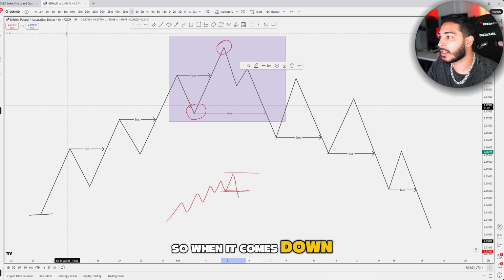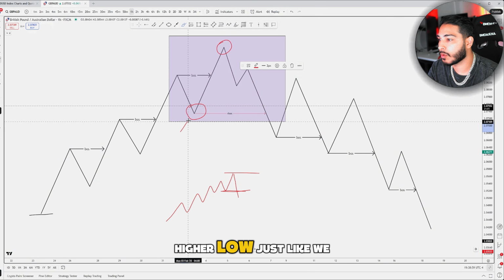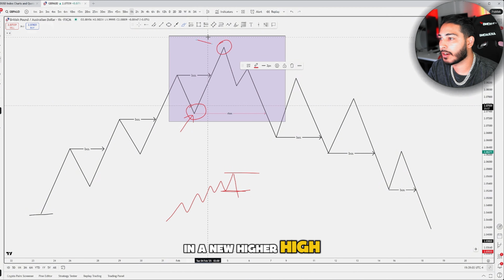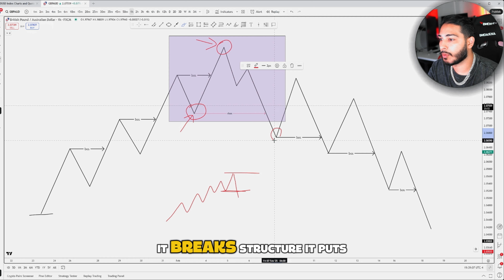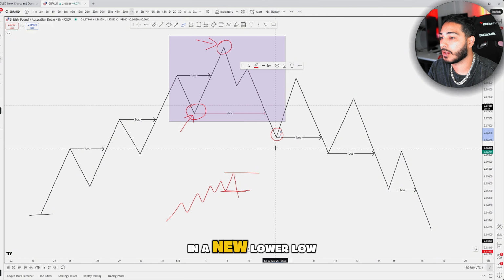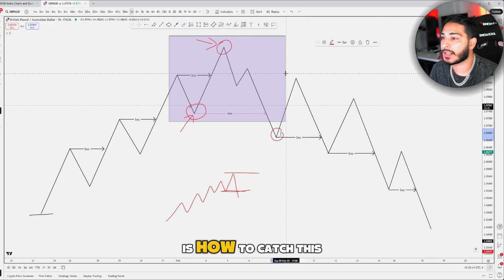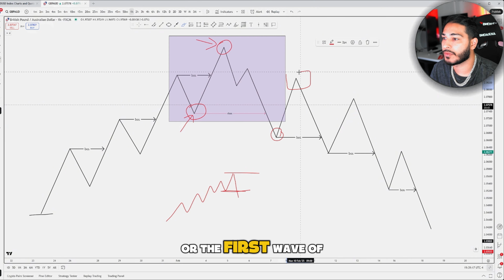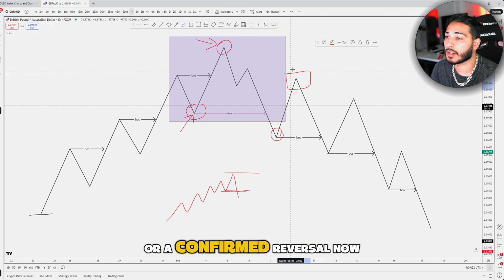So when it comes down to this market specifically, what do we see? We see price make a higher low, just like we have here. It goes up, it puts in a new higher high, amazing. And then it comes down and boom, it breaks structure, it puts in a new lower low. Now, the setup that we're going to be focusing on is how to catch this entry or the first wave of a confirmed change of direction or a confirmed reversal.